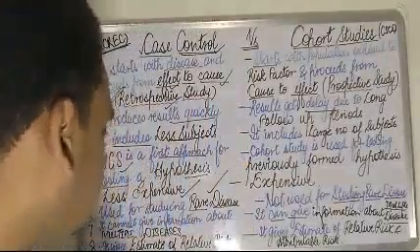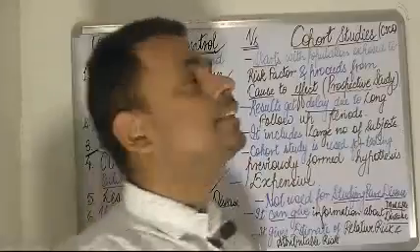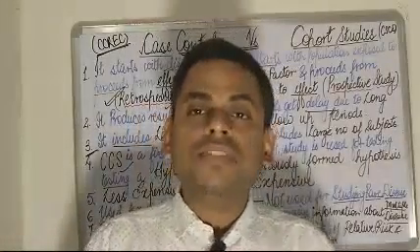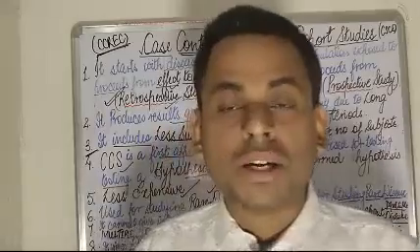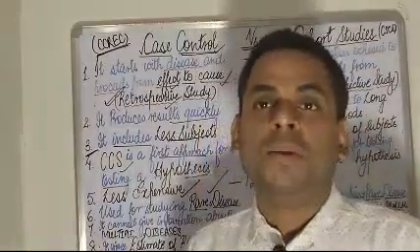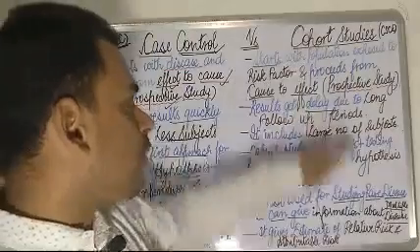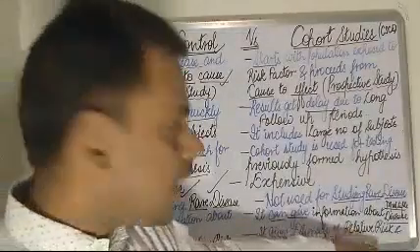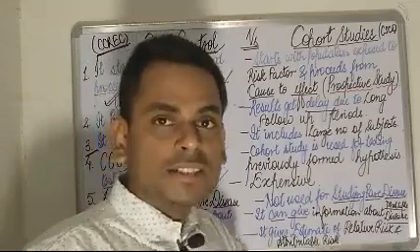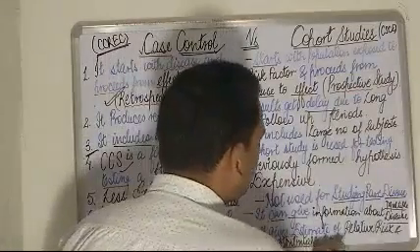Moving on to the last point of differentiation, the case control study gives us information about the relative risk only, whereas the cohort study gives an estimate of the relative risk as well as the attributable risk.